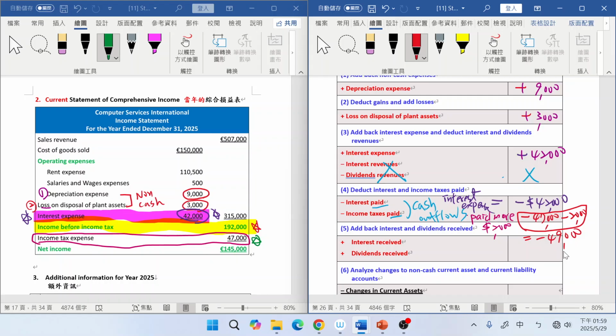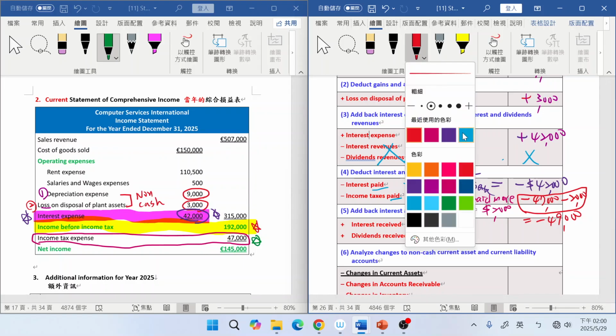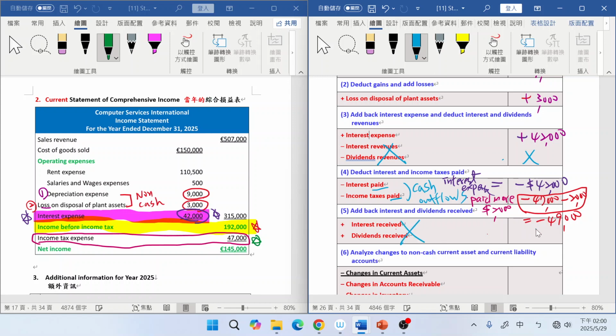No problem? Okay. So for the other items, the interest you receive, the dividend we receive, we don't have the information. So that's why you could skip it because you don't have the information. Okay? No problem? Okay, last one. You just use the formula.